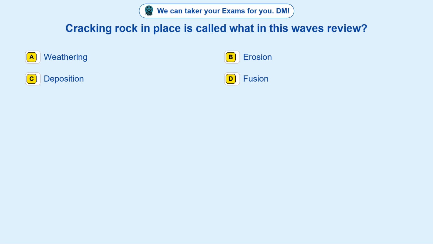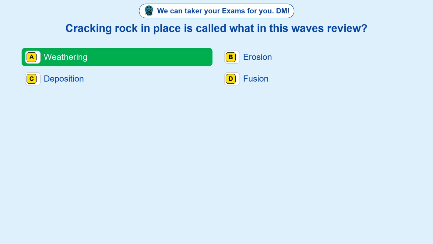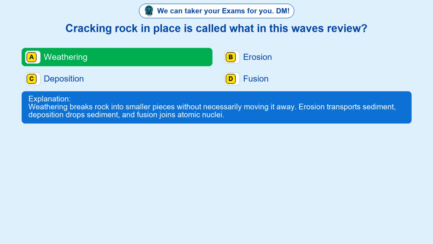Question 81. Cracking rock in place is called what in this waves review? Option A, weathering. Option B, erosion. Option C, deposition. Option D, fusion. The correct answer is option A, weathering. Weathering breaks rock into smaller pieces without necessarily moving it away. Erosion transports sediment, deposition drops sediment, and fusion joins atomic nuclei.